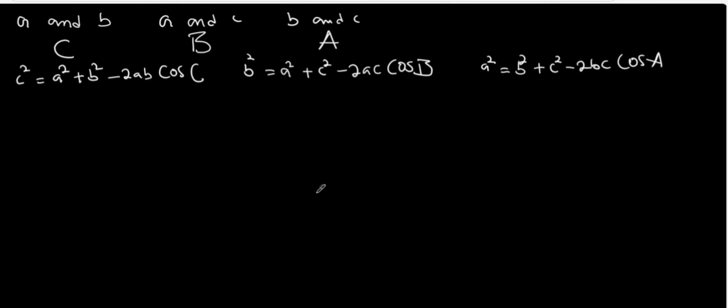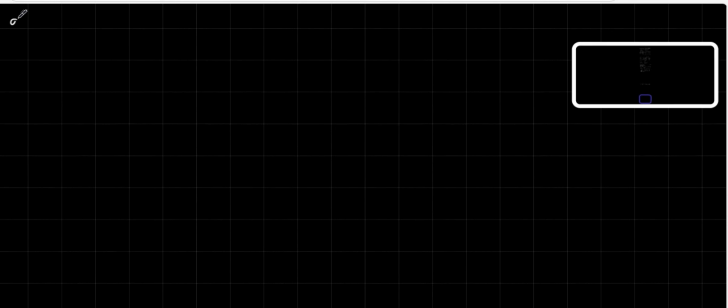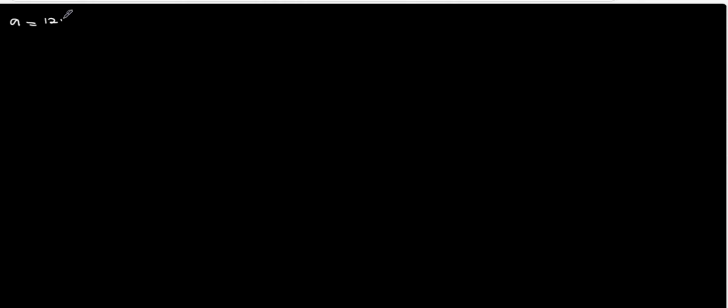Now, to our question. We're given side A equal to 12.5 centimeters, side C equal to 17.7 centimeters, and angle C equal to 116 degrees. So we're given side A and side C. The angle given is opposite one of the sides that was given, so we are using the sine rule.